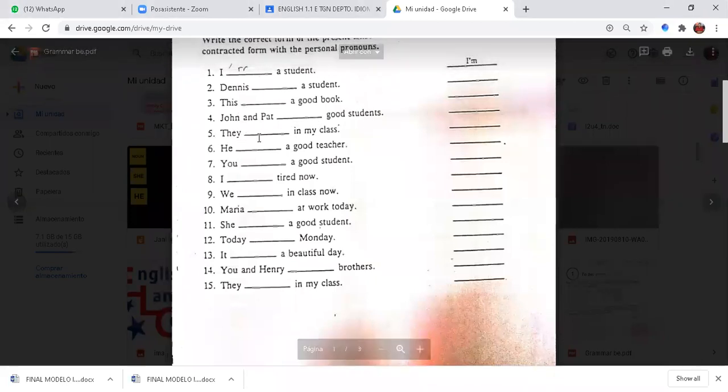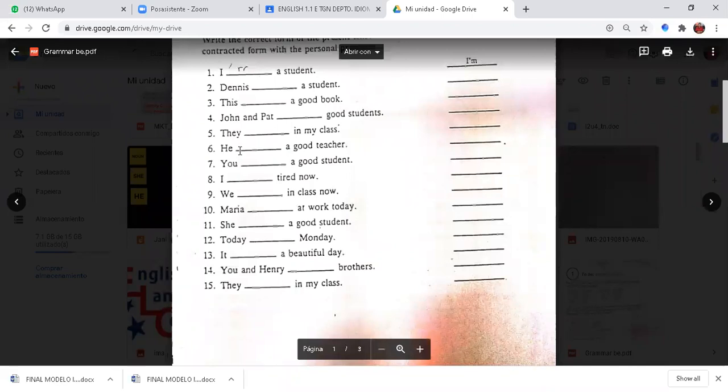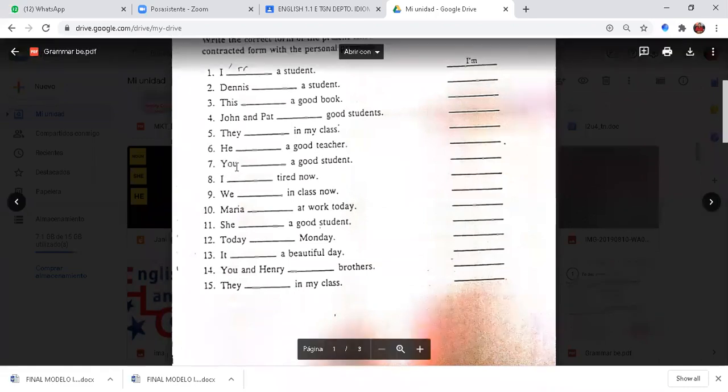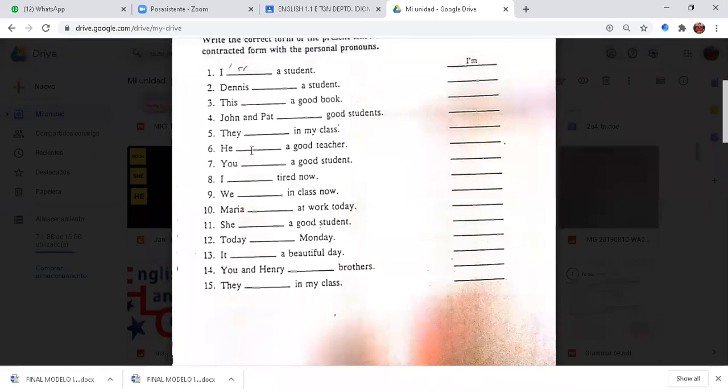Five. They are in my class. Yes. Six. She is a good teacher. Eso, participe. He is a good teacher. Yes, he is. O contraction, his. His. Yes. A good teacher.